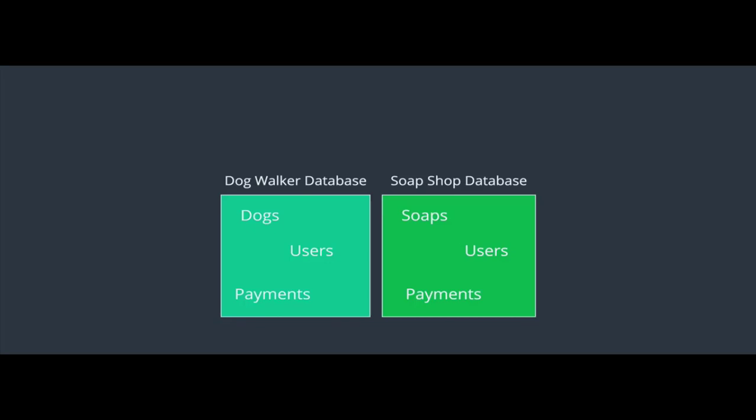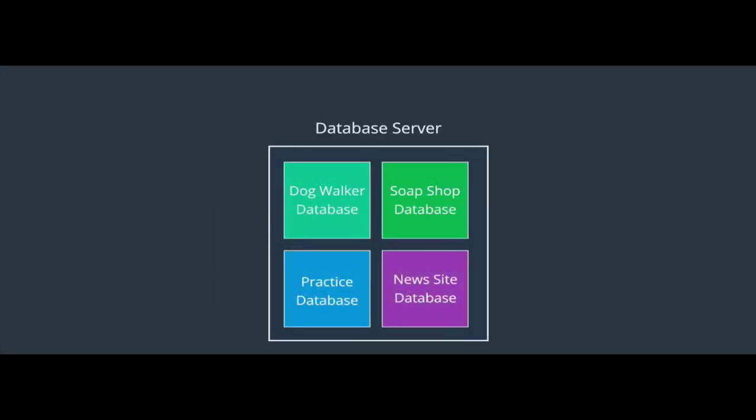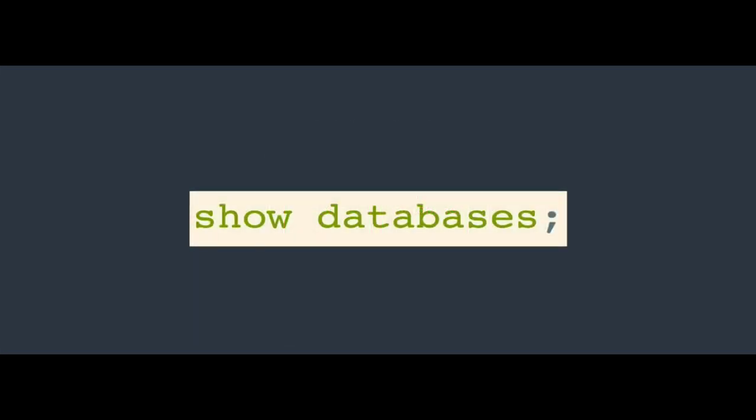If we just had one database that everything was using on this server, there would be a lot of crossover and there would be issues. If you had somebody with the same name who used your dog walking app and also used the soap shop app, their data could get crossed. So basically what we are going to learn is how to create each individual database inside of the MySQL server we have running.